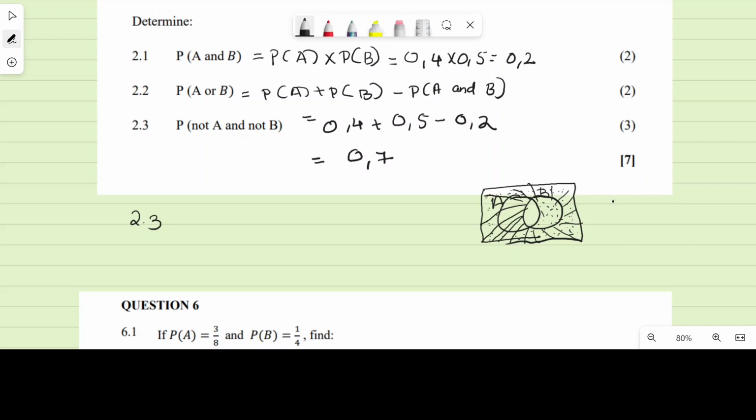This is everything out of B. So B here, everything outside B is not B. So not A, and if it was not A or not B, all the places that I have shaded is the answer. But here it's not A and not B. That means when both not A and not B. Do you see, both means both shadings? In this case, both shadings.